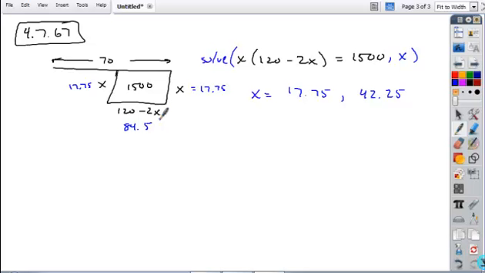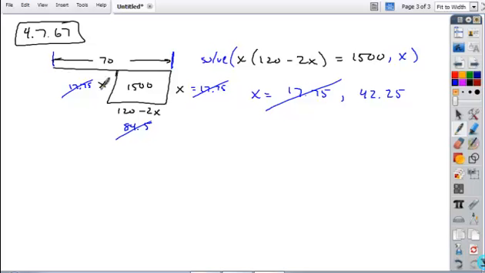Why not? What's inconsistent about it? Well, because the school is only 70 feet, right? So if you had to extend this 84.5, then there'd be an opening right here, and it wouldn't actually enclose the space. So this one, even though, again, mathematically you come up with that value, it's extraneous to the problem itself. It doesn't fit within the confines of the original problem.